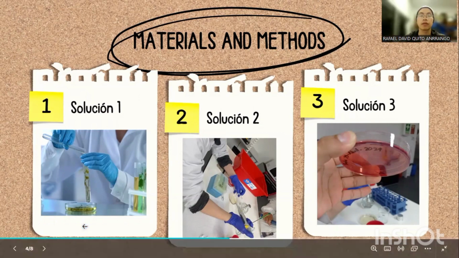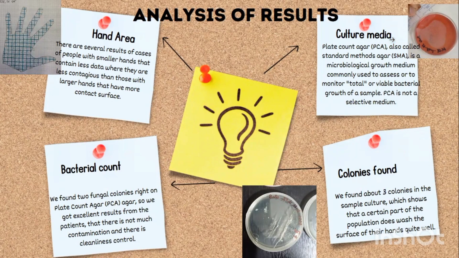Results. Analysis of results. The first part is the structure of the hand area. There are several results of cases of people with smaller hands that contain less data, where they are less contagious than those with larger hands, that have more contact surface.